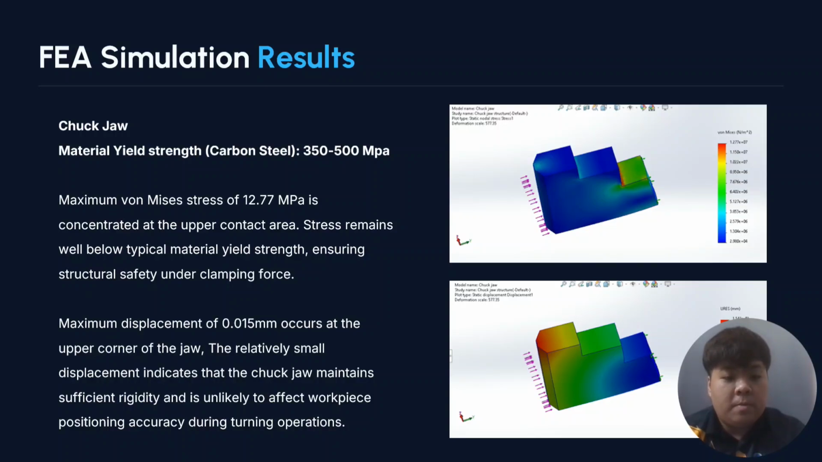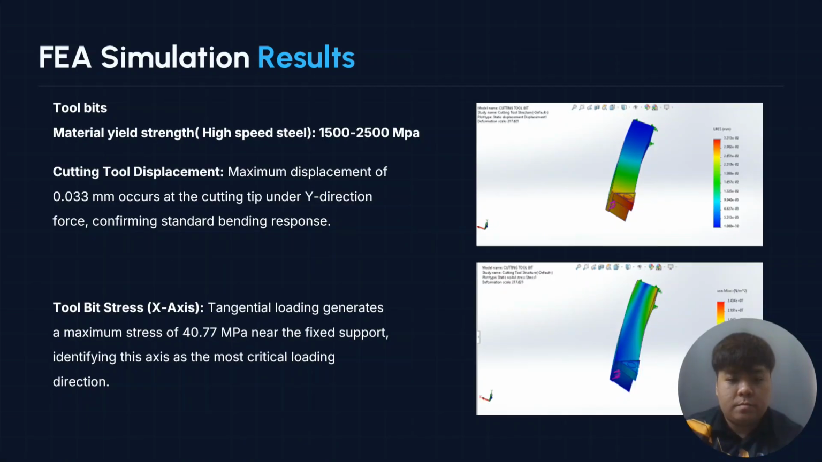The maximum displacement of the chuck jaw is only 0.0515 mm, which occurs at the upper corner of the jaw and is hardly visible to the naked eye. The relatively small displacement indicates that the chuck jaw maintains sufficient rigidity and is unlikely to affect workpiece position accuracy during turning operations.